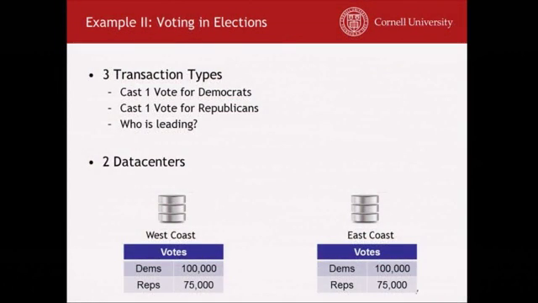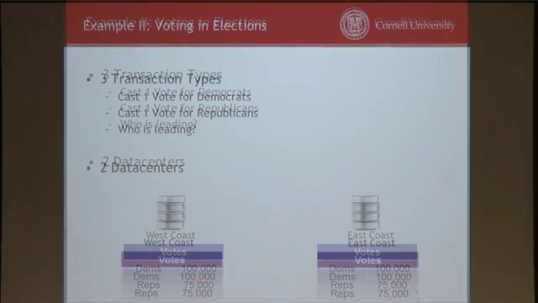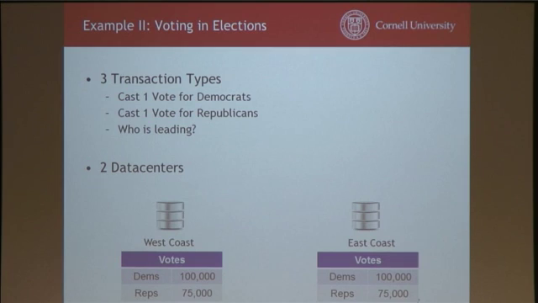Furthermore, let us assume that this is a nationwide election, and I'm replicating this votes table across 2 data centers, one on the East Coast and one on the West Coast. And also that the initial state of the database is that the Democrats are leading the Republicans by around 25,000 votes. So what happens if we execute these transactions under strong consistency?